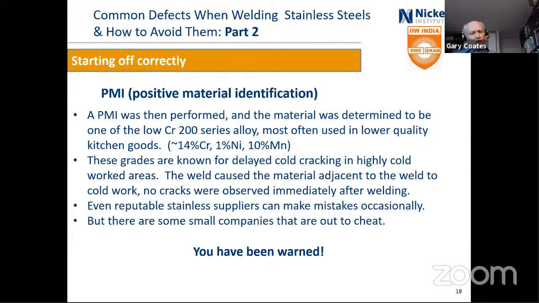Now, even reputable stainless steel suppliers can occasionally make mistakes. 304L looks exactly the same as 316L. Most of them will do a PMI on the outgoing material, but they're not necessarily checking every piece. But as a warning, and I just say this without going into detail, there are companies that are out to actually cheat, that are out to defraud you. They will actually know they are selling you inadequate material, a wrong material. And so it really does happen.